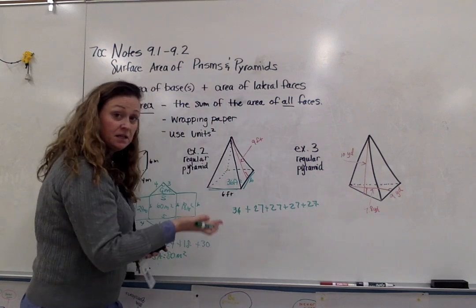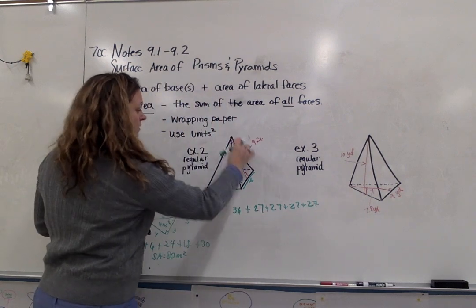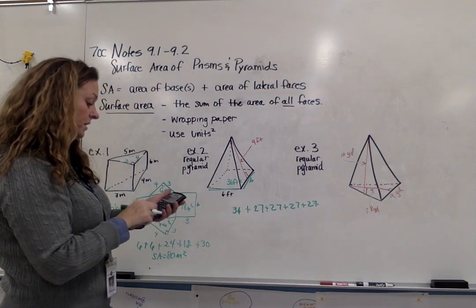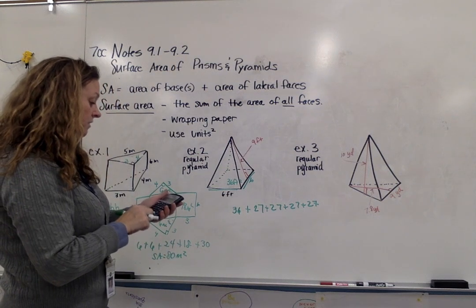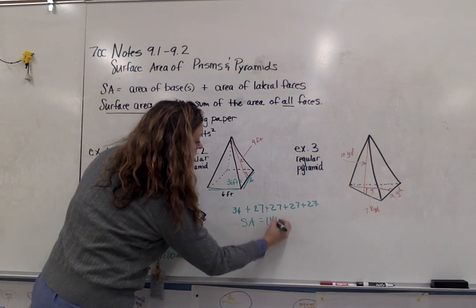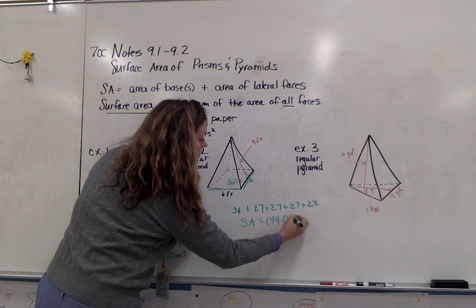So I have my base that's 36, 27, 27, 27, and 27. So I have 4 27s plus my 36. So my surface area equals 144 feet squared.